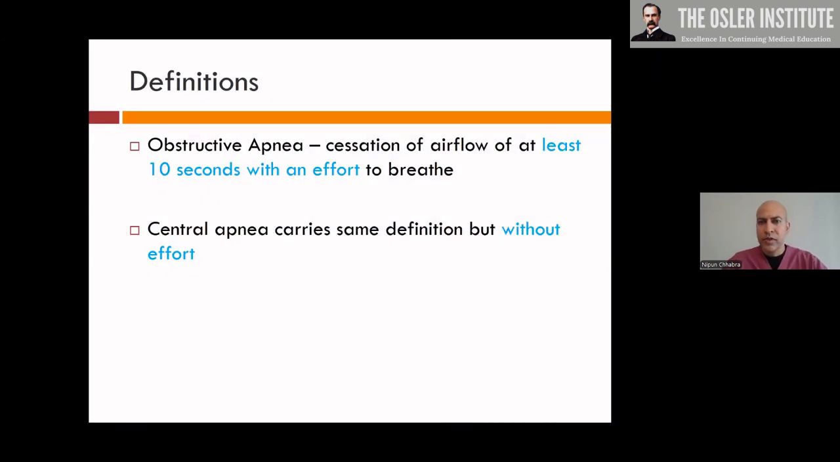Anything in blue that we see on the slides forthcoming is something to commit to memory. Those are important for the definitions of what we see in clinical practice and for the purposes of the course. So obstructive apnea is defined as a cessation of airflow of at least 10 seconds with an effort to breathe. That's in contrast to a central apneic event, which has the same definition but without that effort, because that's centrally modulated.